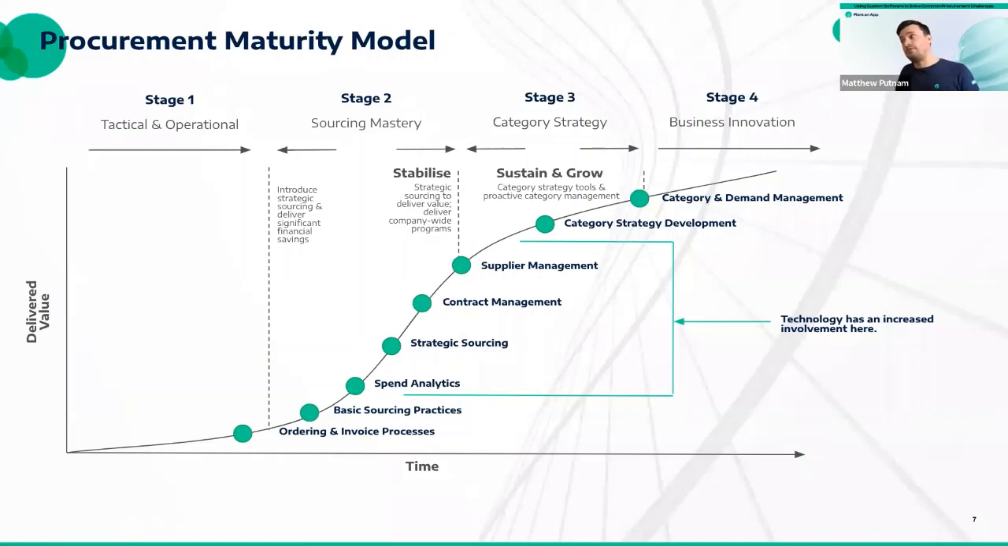Stage 4, the final stage: you've captured the maximum value out of each of the categories within your organization. Procurement and sourcing leaders are working really closely as partners within the organization. You're helping stakeholders not just get the most value out of the purchases and ongoing supplier relationships, but also identifying new opportunities to drive business innovation in partnership with your suppliers.